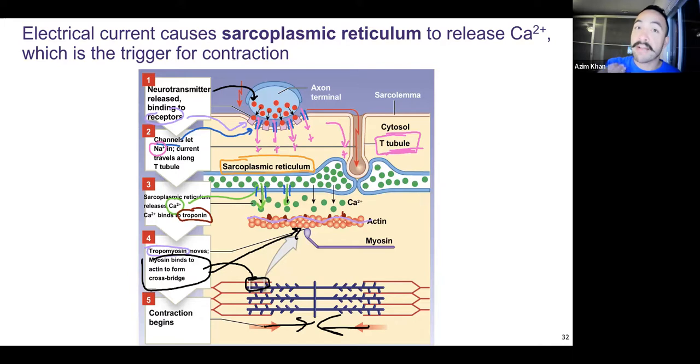Now myosin can bind actin. That's the power stroke. That causes contraction. The sliding of the thin filaments over the thick filaments. The sarcomere shortens. I hope that made sense. Please let me know if it didn't.